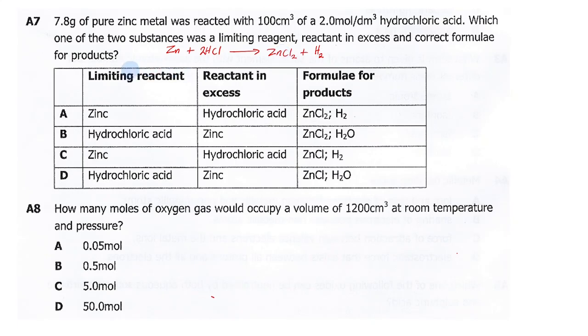Now, when it comes to this question, it asks which one of the two substances was the limiting reagent, which is the reactant in excess, and the correct formula for the product. We first have to know what we were provided: 7.8 grams of pure zinc, and then 100 cubic centimeters of hydrochloric acid, 2.0 mol per cubic decimeter.